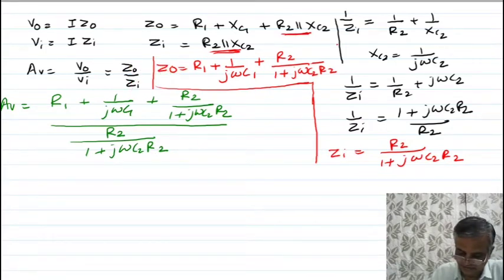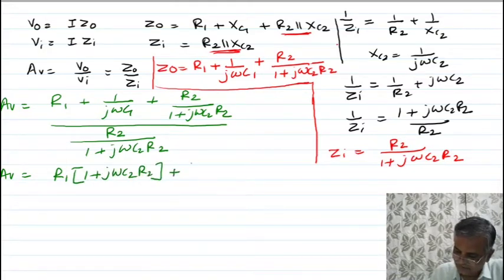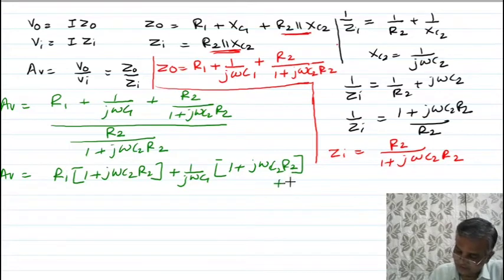I'll get this equation. Now AV is equal to R1 into bracket 1 plus j omega C2 R2, plus 1 upon j omega C1 into bracket 1 plus j omega C2 R2, plus R2, upon R2.